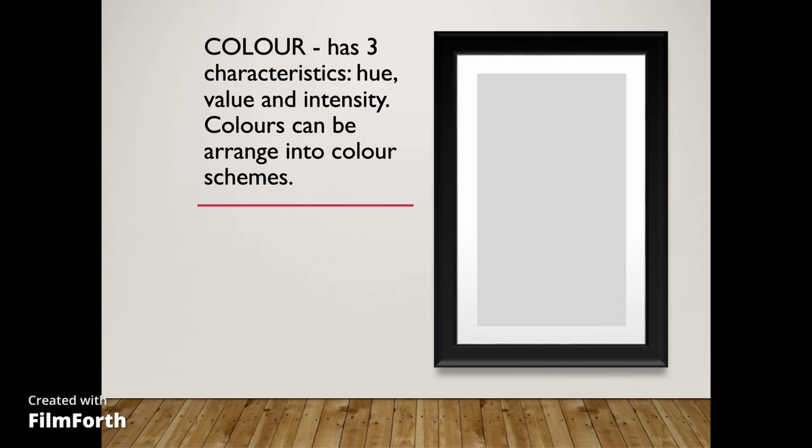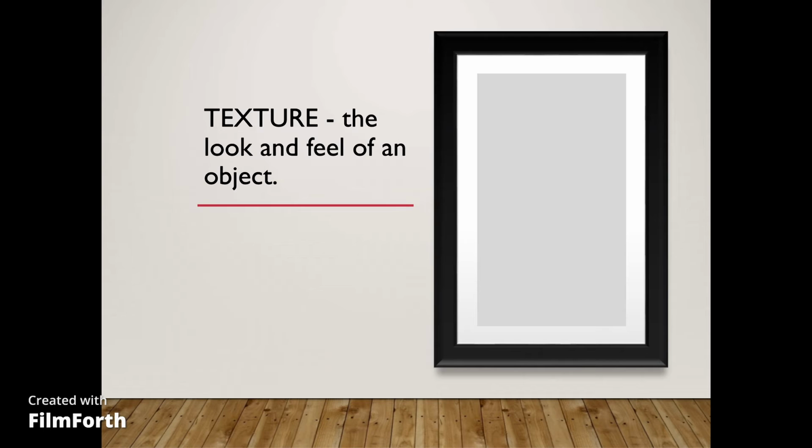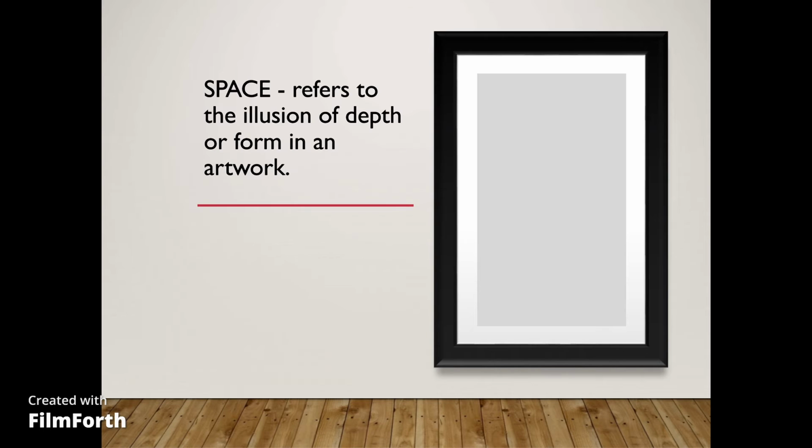Color has 3 characteristics. Hue, that's the name of the color. Value, the lightness and darkness. And intensity, the dullness or brightness. So I could be wearing a light, bright blue shirt. Colors can also be arranged into color schemes. Texture is the look or the feel of an object. Space refers to the illusion of depth or form in a work. So when something looks 3D or it has a background, that usually means there's some space.